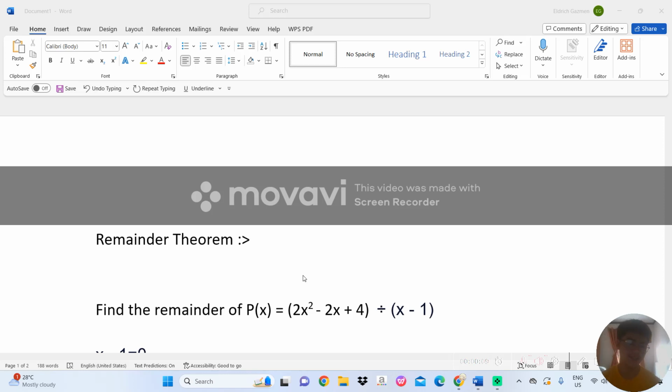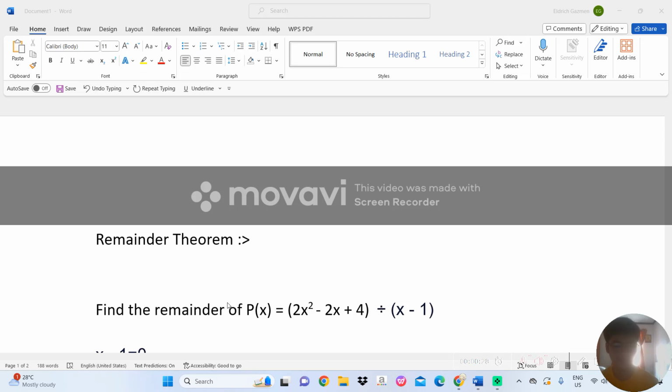The remainder theorem is used if you want to find a remainder of a polynomial function, but don't want to use synthetic division or long division. Technically, it's a shortcut to find the remainder. Okay, here we have an example.